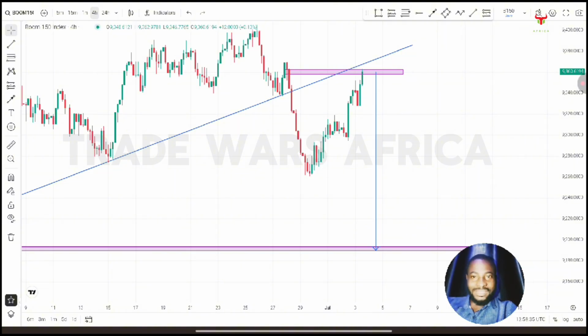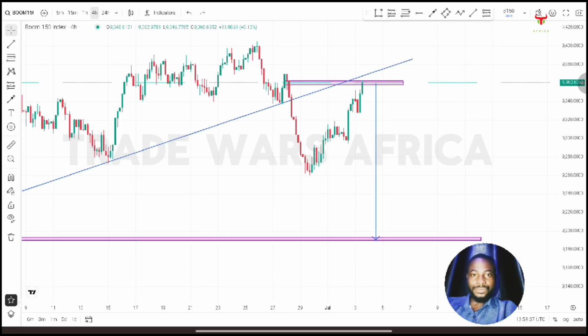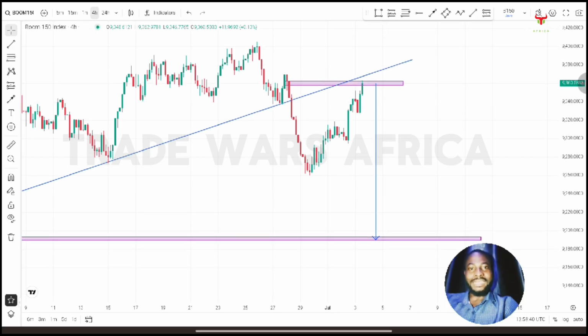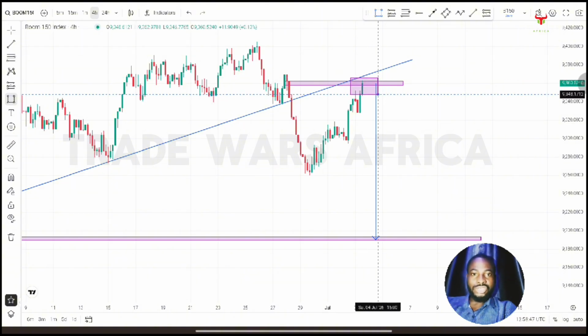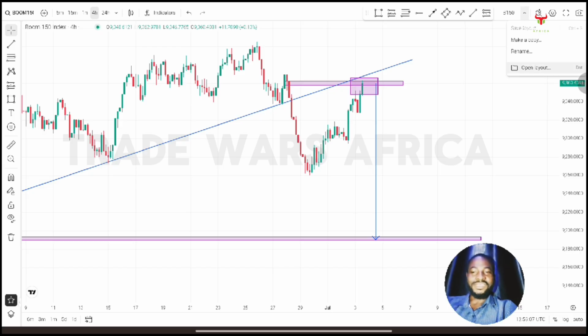So the only thing that will make me take this trade now is seeing what I explained around here. This 4 hour candle should close with a pin bar. Then I'll go to my 1 hour or 15 minutes to double check and be sure that this market is really going to obey this zone and do the needful. Let me also save it for future references.